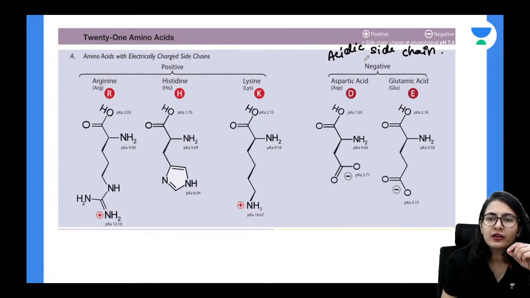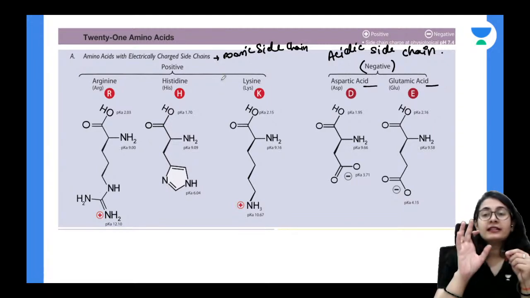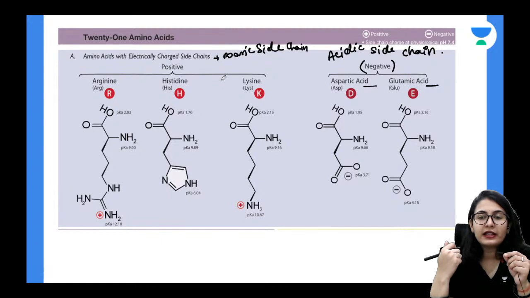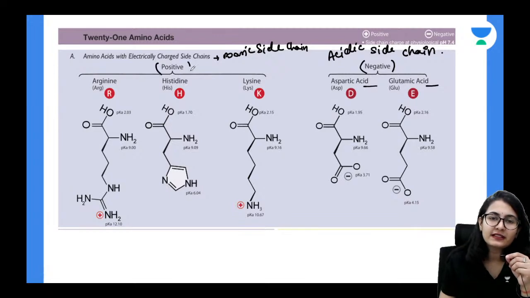Acidic side chain only 2, aspartic acid, glutamic acid, and basic side chain there are 3. Okay guys, so if I'm asking you this question, what charge does an acidic side chain have and what charge does a basic side chain have, so the charges will be positive for the basic side chain and negative for the acidic side chain. Very simple. Now let's move onwards.